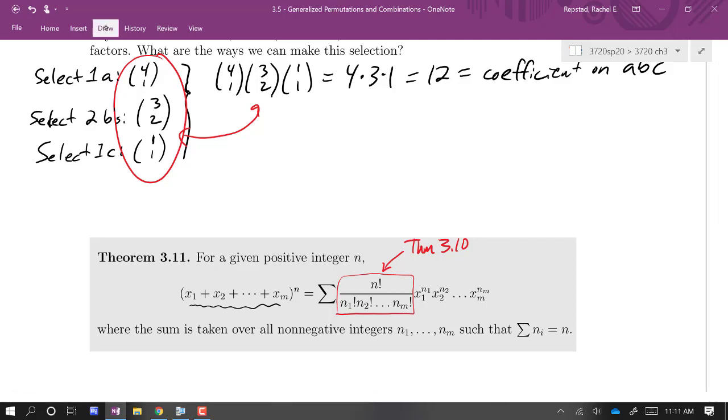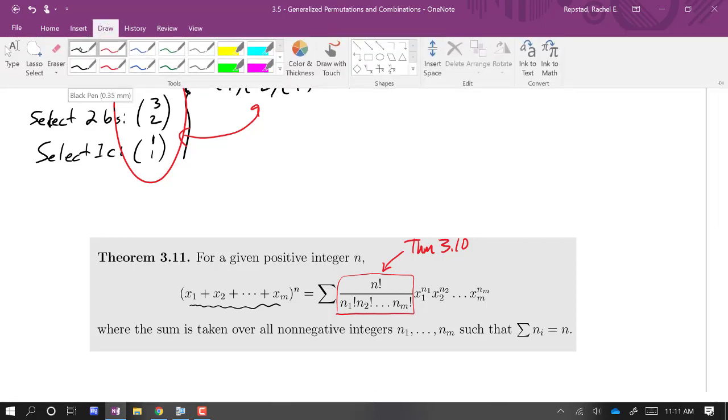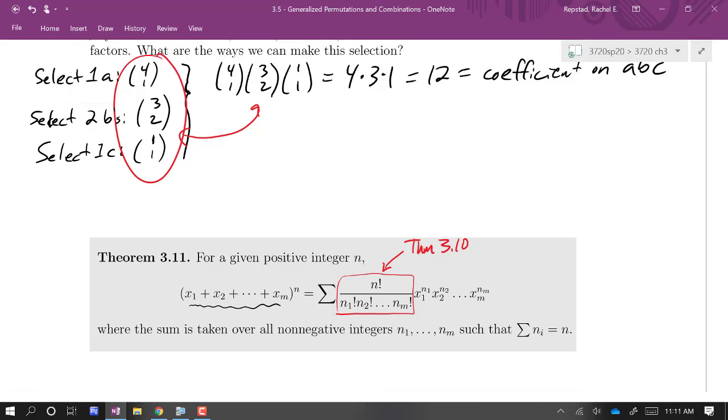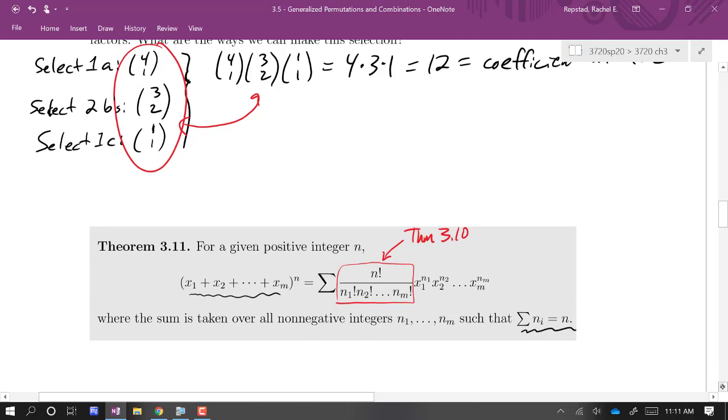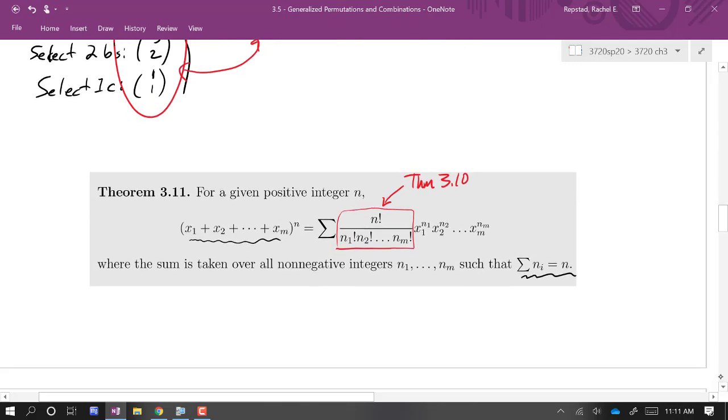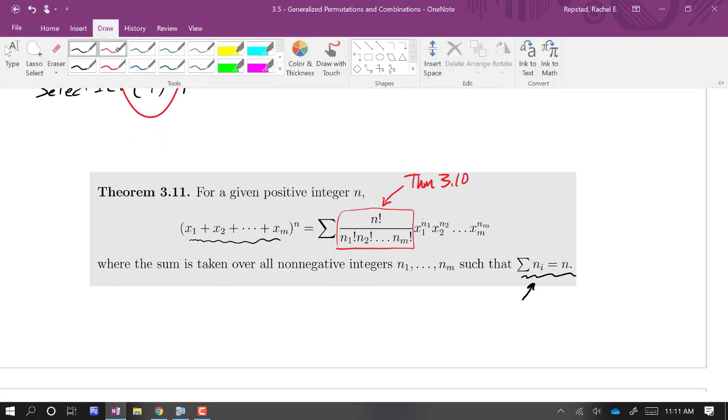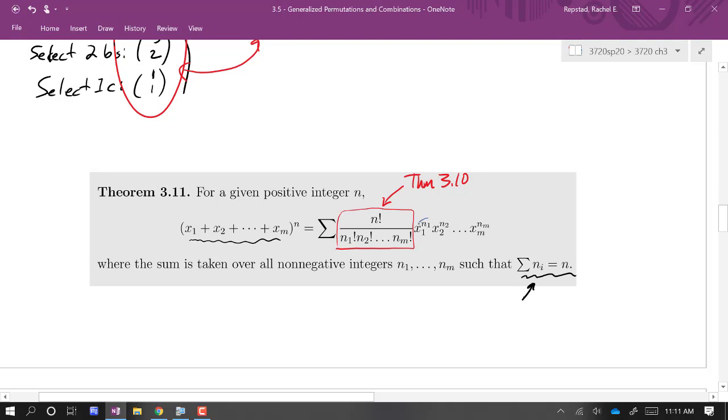And then this sum is taken over all non-negative integers from n1 up to nm, such that the sum of those n's is equal to n. This is like saying, and we saw this in the binomial theorem, that the sum of these exponents always has to add up to n for each term.